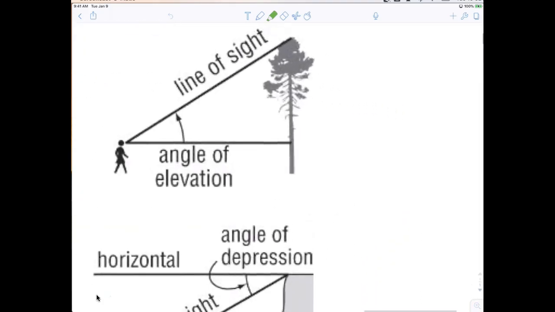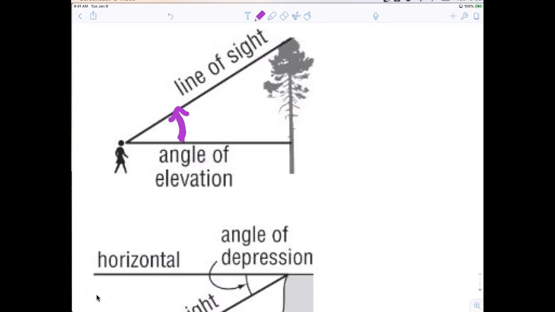So here is where you are. You're looking at the top of a tree, and you want to measure the tree, or you want to measure the angle. This angle right here is referred to as the angle of elevation, because you're creating the angle looking up.